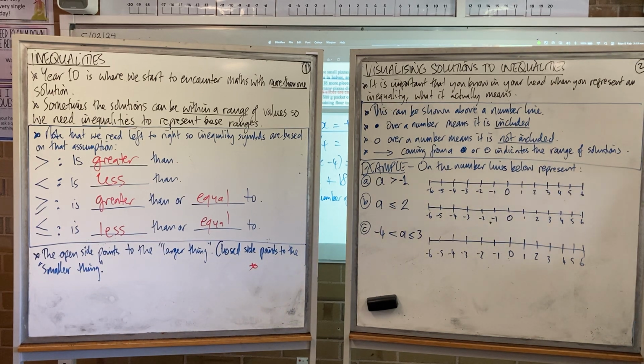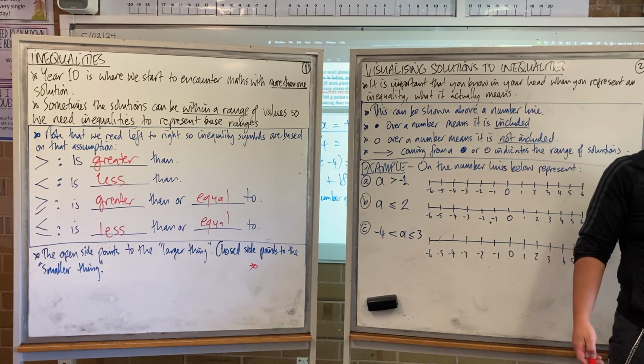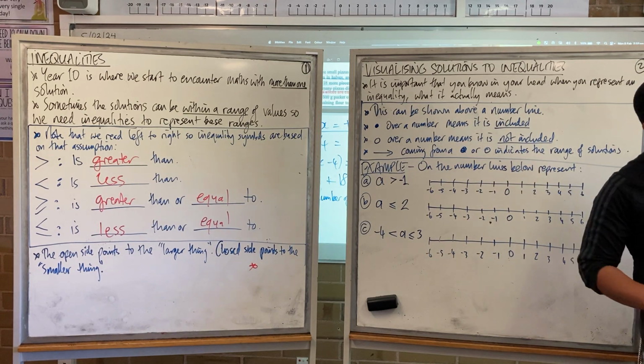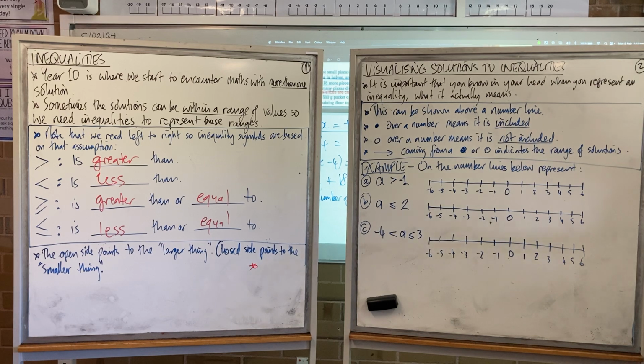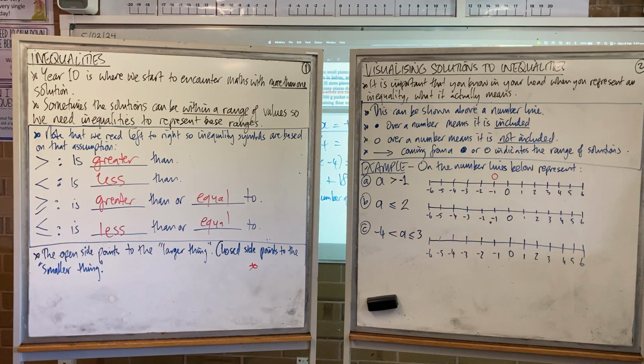On the number lines below, this is the exercise you're practicing today. It won't take you all of 5 minutes. A is what? What does that arrow represent? Greater than negative 1. What kind of a dot am I going to put over negative 1? The closed one or the open one? Closed means it includes. But I need every number that's greater than negative 1, not including negative 1. So what does the circle mean? It is not included.